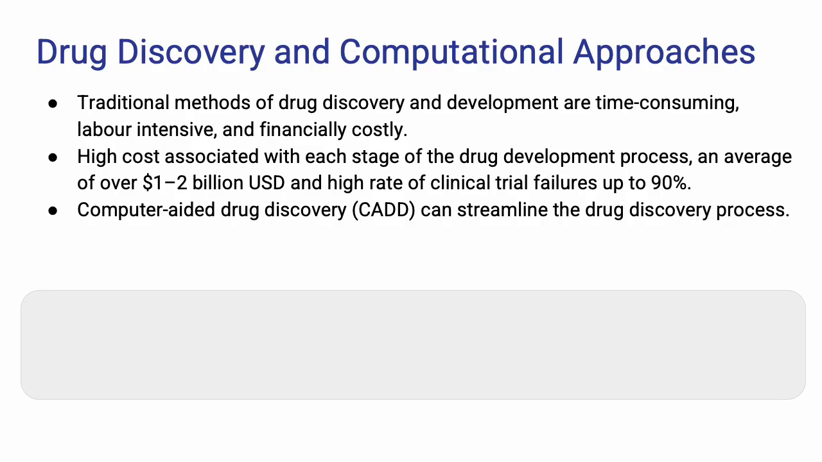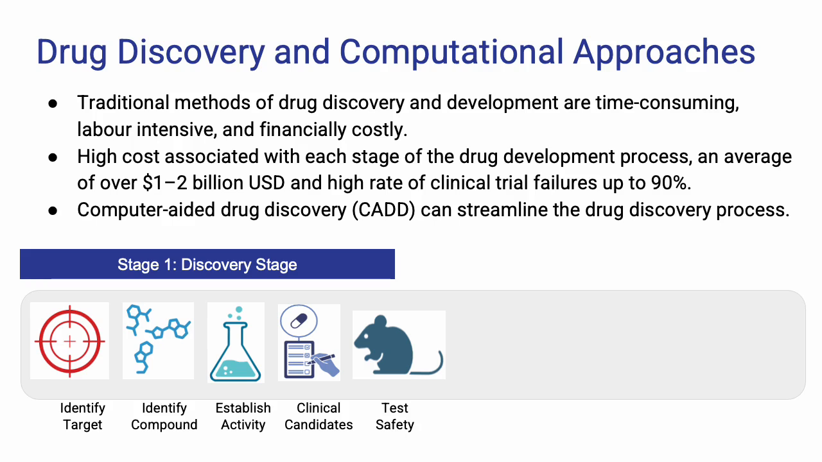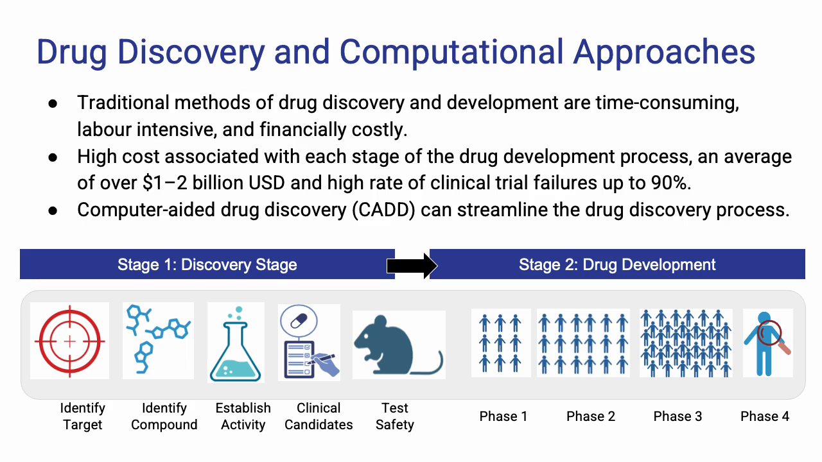Drug discovery marks the first step in the drug development pipeline and plays an important role in identifying novel therapeutic targets. The process can be divided into two main stages, discovery and development. The discovery stage involves identifying targets and compounds, establishing biological activity, and selecting clinical candidates. The development stage focuses on clinical trials, which assess safety, efficacy, and therapeutic potential in humans.